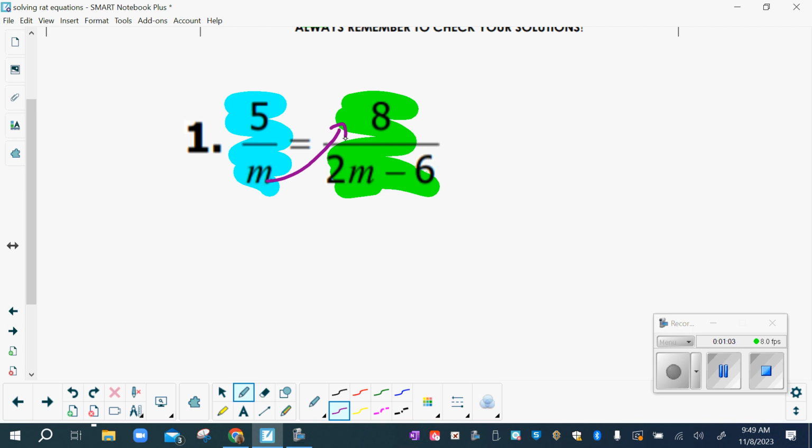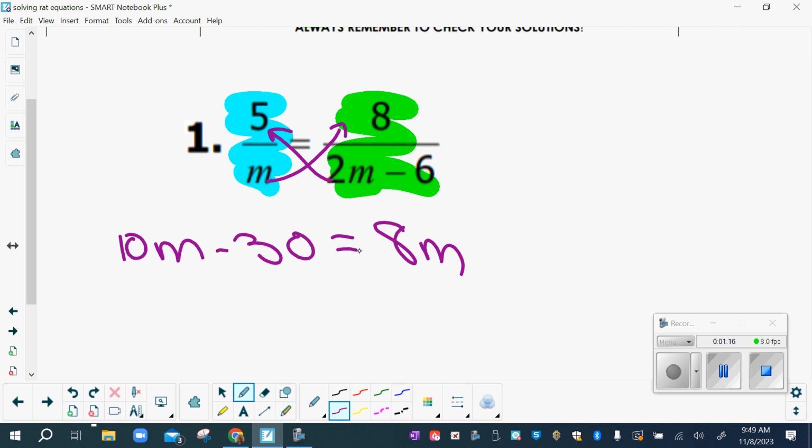So this guy goes up here. So we're going to have 8m. And this guy goes up here. Careful, a little bit of baby distribution, right? 10m minus 30. Guess what? No fractions. That's our goal. Our goal is to say, oh my God, I hate fractions. Let's get rid of them. And then it's an Algebra 1 problem. It's a super easy problem.